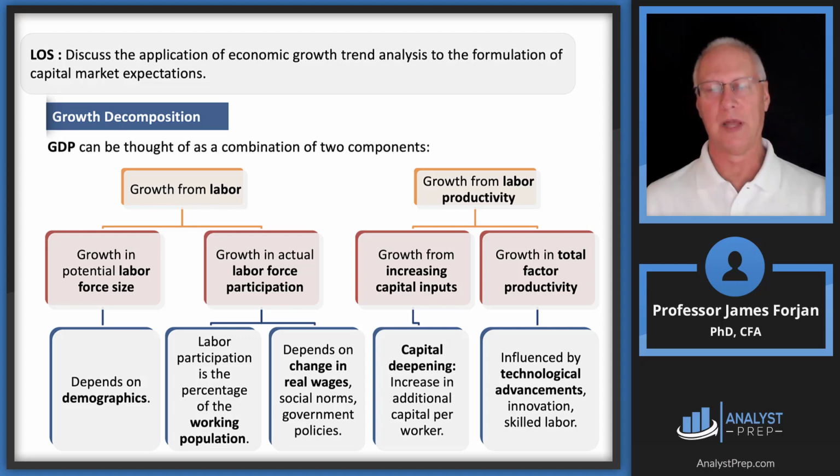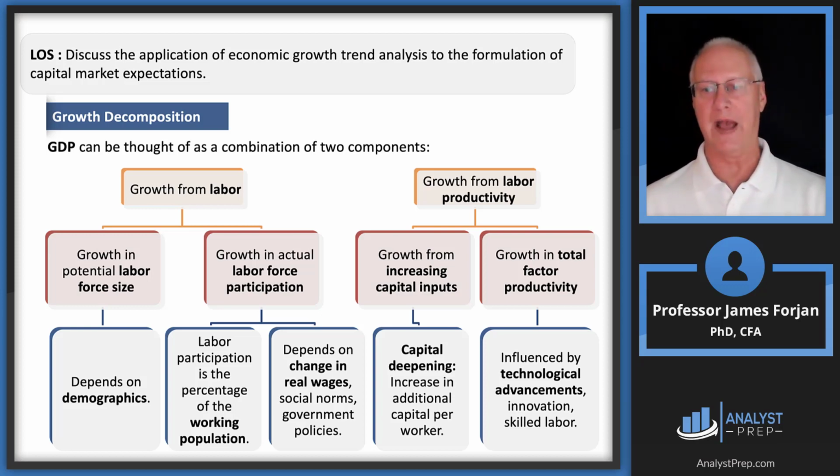And then growth from labor productivity. We have increasing capital inputs. That could be the result of multiple factors, but maybe we'll just use this term from level 1, I believe it was capital deepening. That just means some kind of improvement in output based on capital inputs.